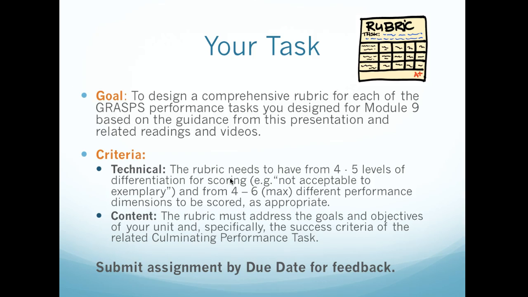Don't worry about that. So your goal is to design a comprehensive rubric for each of your GRASP performance tasks that you designed in Module 9, based on the guidance from this presentation and related readings and videos. The technical criteria are that your rubric needs to have 4 to 5 levels of differentiation for scoring. It needs to have 4 to 6 different performance dimensions to be scored, no more than 6, preferably 4. Oh, I'm sorry, up above, preferably 4. 4 to 6 for the performance dimensions down the side. Content: the rubric must address the goals and objectives of your unit, specifically the success criteria of the related culminating performance task. That's why you listed them out, and those are what are going to be driving your rubrics.